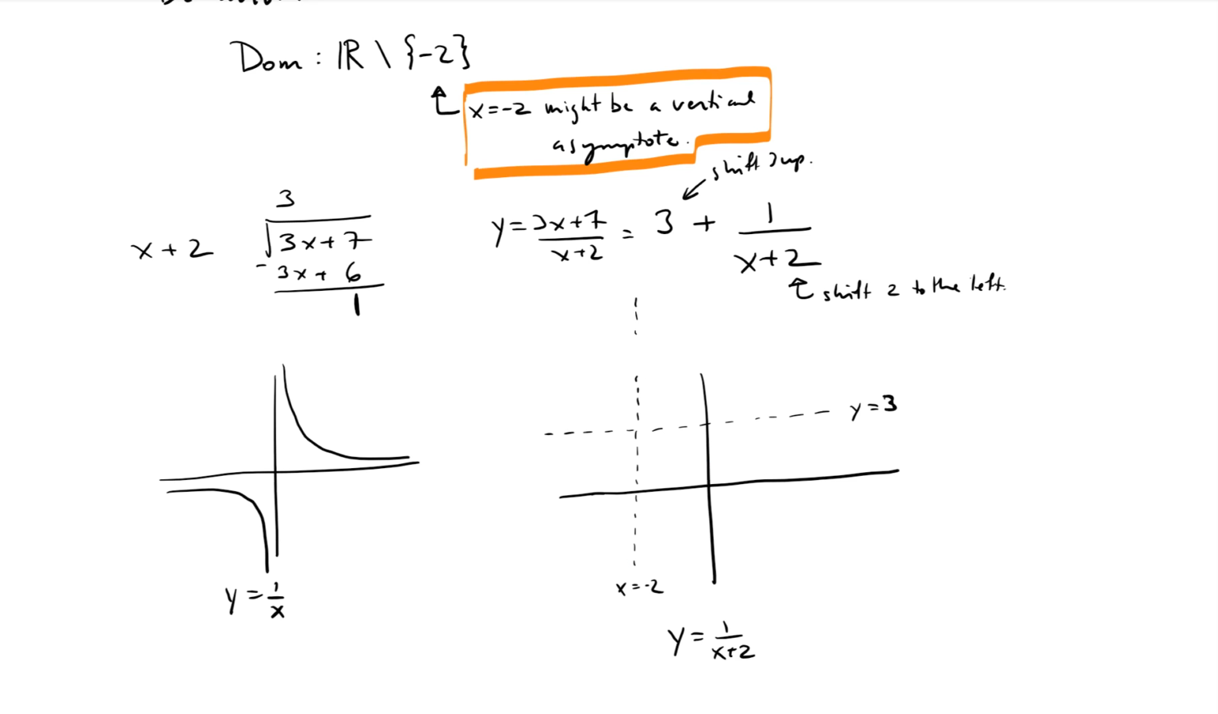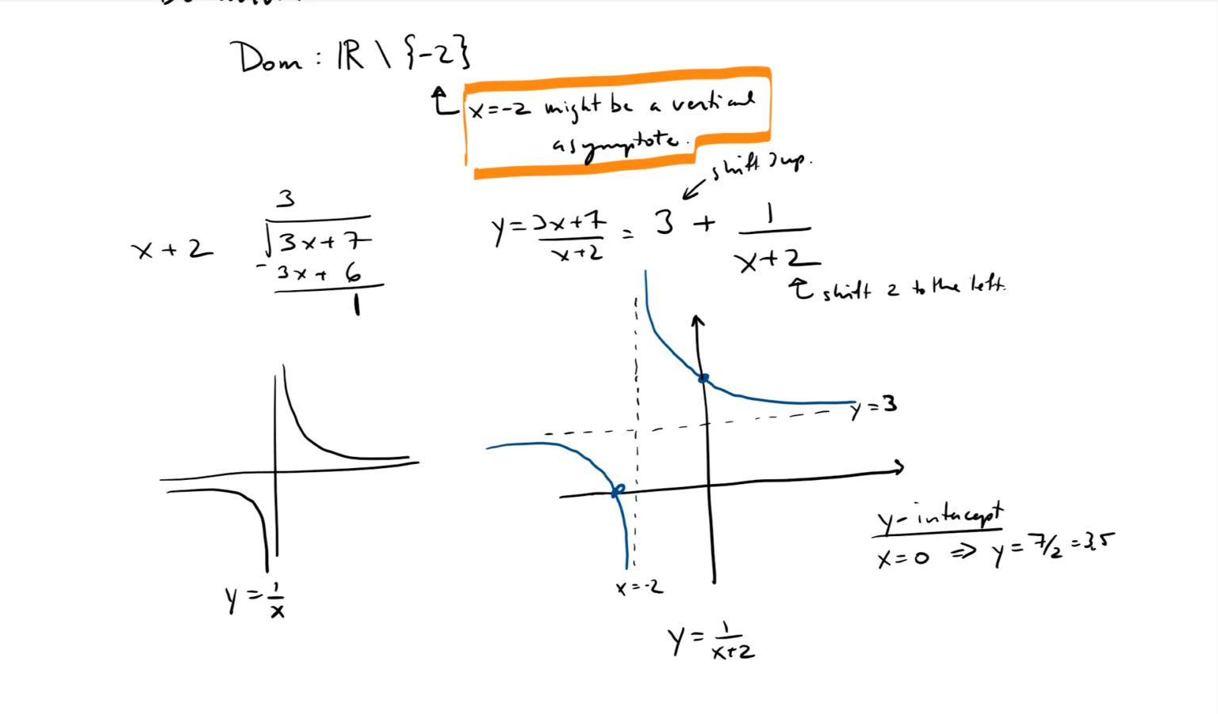That means my function is going to look like this now. I can see there are some important points. There's an x-intercept. There's also a y-intercept. If we can, we're going to find what those are. The y-intercept is maybe the easiest. I just need to calculate what happens when x is 0. When x is 0, y is 7/2, which is 3.5.